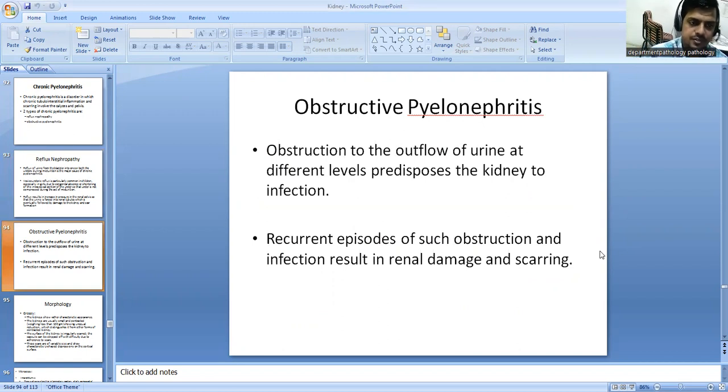Obstructive pyelonephritis. Obstruction to the outflow of urine at different levels predisposes the kidney to infection. Recurrent episodes of such obstruction and infection result in renal damage and scarring.